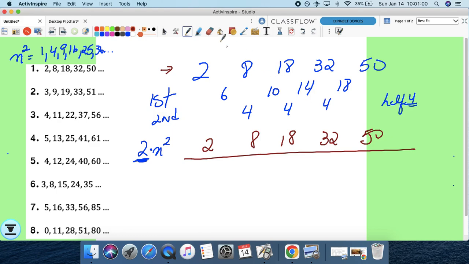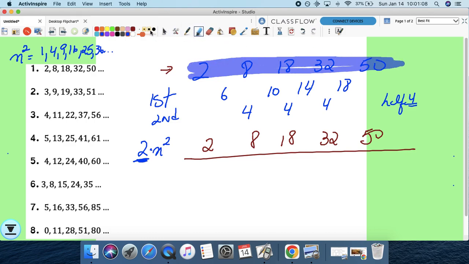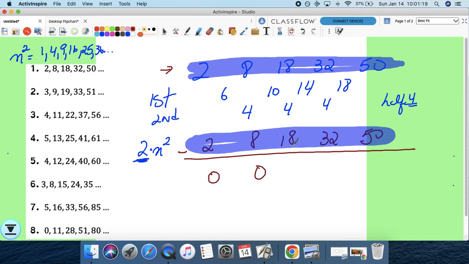Now, I'll highlight this. We have to take the original sequence, let me make my highlight a little bigger, and the sequence that we just got, and we subtract both of them. In this case, 2 minus 2 is 0, 0, 0, 0, and 0. So that tells us that there is no other sequence in here. There's no other parts to the sequence. So our nth term is 2n squared. And that will work.